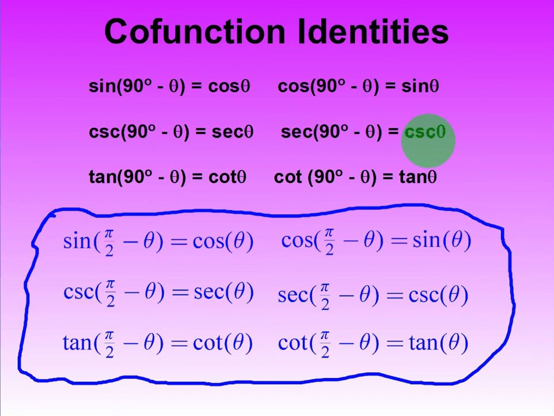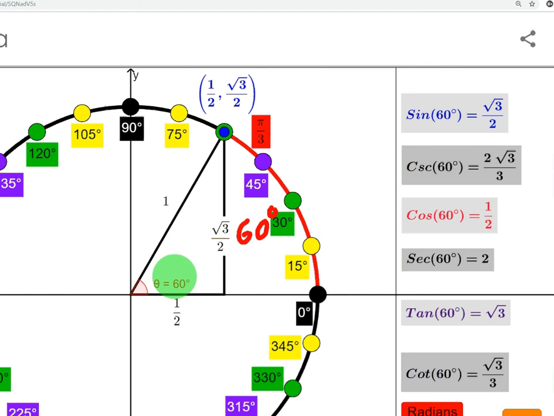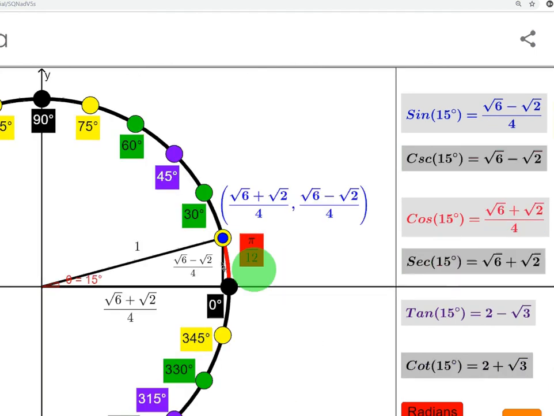Now it's not just for angles on the unit circle, or at least standard angles. If, for example, we look at a non-standard angle like 15, we will see the same thing. In this case, you have the two angles of 15 and 75 degrees. What is cosecant of 15? It's square root of 6 minus square root of 2.